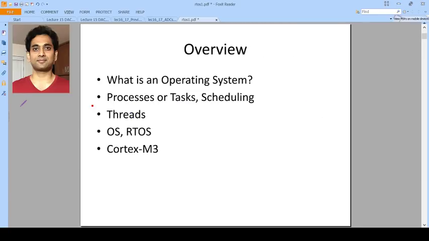So some of the questions that we are going to look at specifically are: what is an operating system? What constitutes a process or a task? And how are they scheduled efficiently? What are threads? And what are some of the constraints when designing a real-time operating system? Now, a real-time operating system is an operating system which has to perform applications in a responsive manner, in a very strictly time-bound manner. And then we will look at some real-time operating system examples that can be implemented on the ARM Cortex M3 microcontroller.